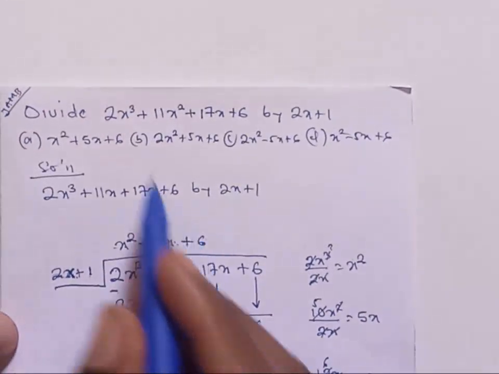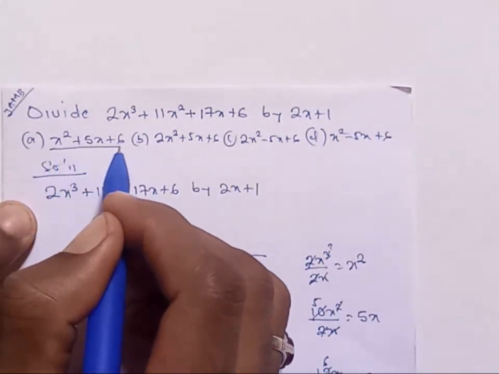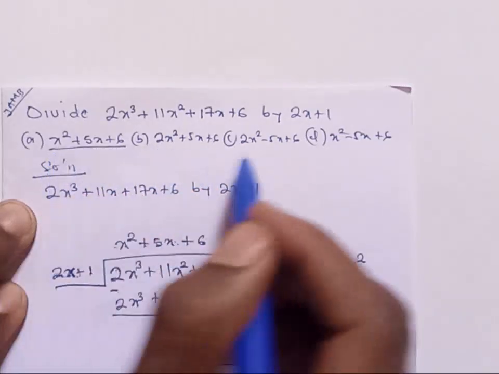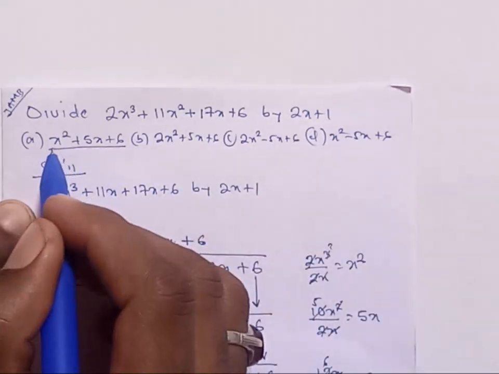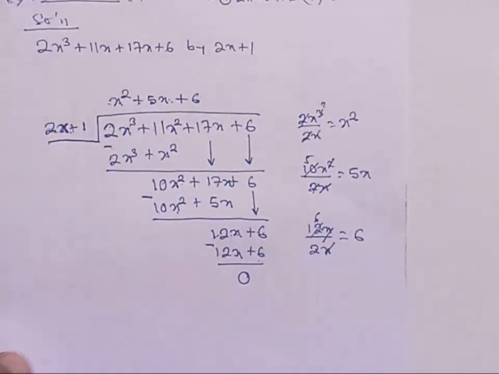Now let's go back to our options. x squared plus 5x plus 6. So the answer is x squared plus 5x plus 6.